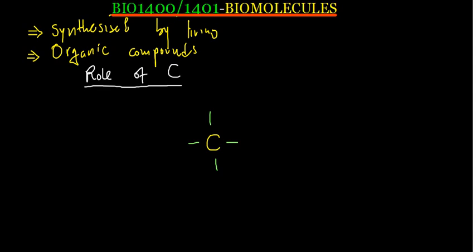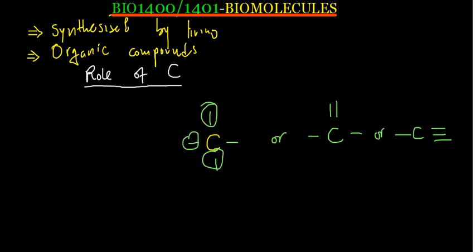So it can form all single bonds, or it can form one double bond and two single bonds, or it can form a triple bond and one single bond, as long as you have 4 bonds, as you are able to see there. Because of this, carbon mostly acts as a chiral center. I'm going to talk about what I mean by chiral center.